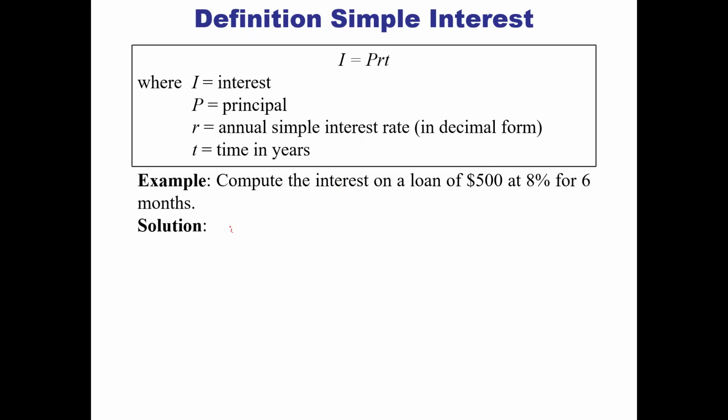So interest is equal to P, which is your $500, times your rate, which is 0.08, because we have to convert that to a decimal, and times 6 months. Well, this is based on years, and so 6 months is half a year. So now we just plug that into our calculator.